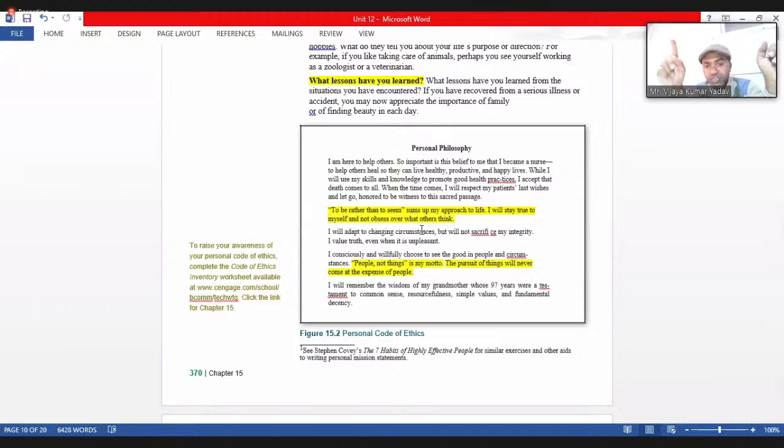People, not things, is my motto. Always regard the people. So, people, not things. The pursuit of things will never come at the expense of people. You cannot gain anything in your life at the expense of people. By showing disrespect, by showing disregard to other people, you cannot gain things in your life.